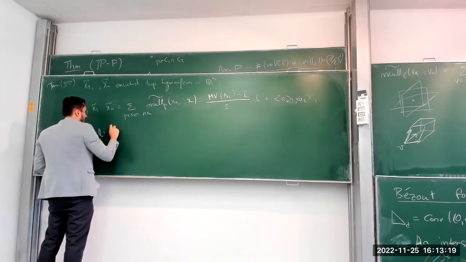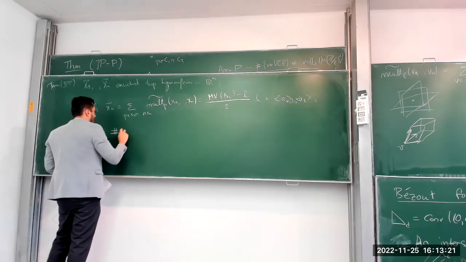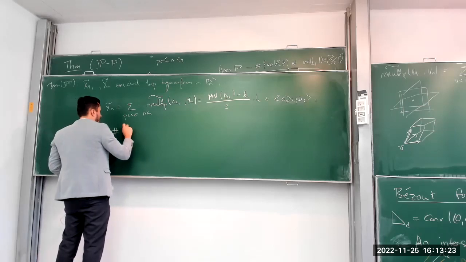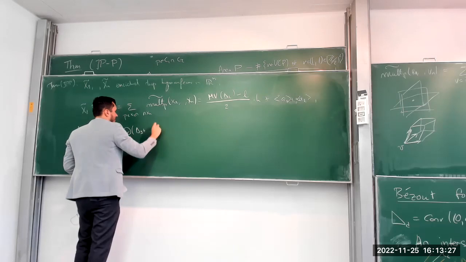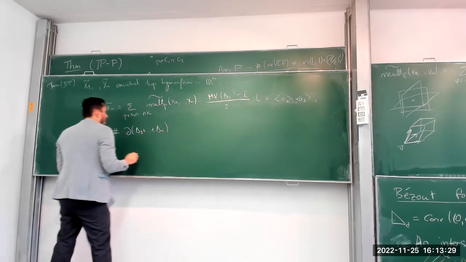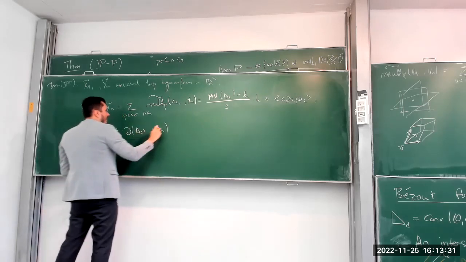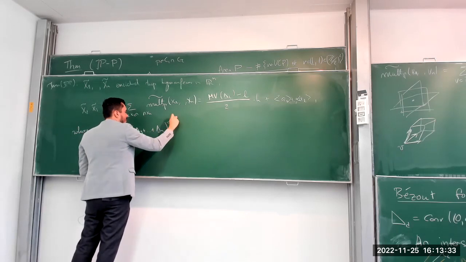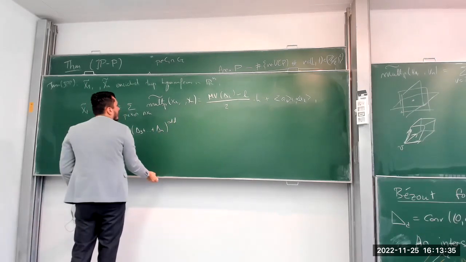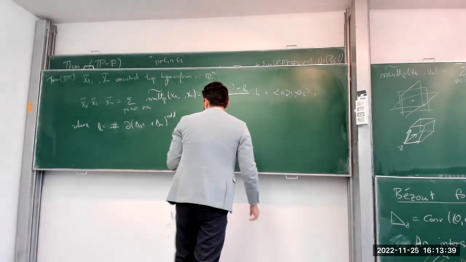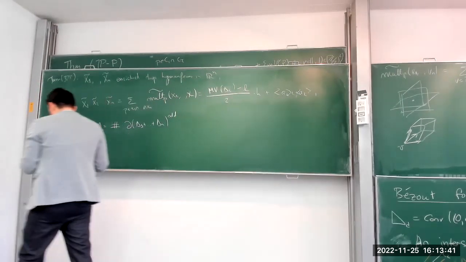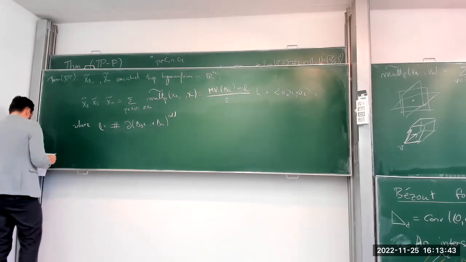Well, this L corresponds to the number of points in the boundary. So I take the boundary, this sum of the degrees, and then I consider the odd points. And then this is this L. Okay.